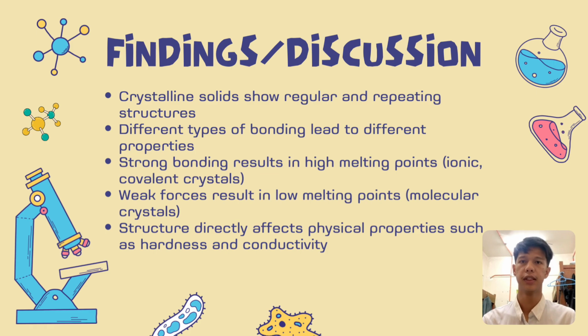Next is finding and discussion. First of all, crystalline solid show regular and repeating structure. Next, different type of bonding lead to different properties. Besides, strong bonding result in high melting point, such as in ionic and covalent crystal. Moreover, weak forces result in low melting point, as seen in molecular structure. Last but not least, structure directly affects physical properties such as hardness and conductivity.